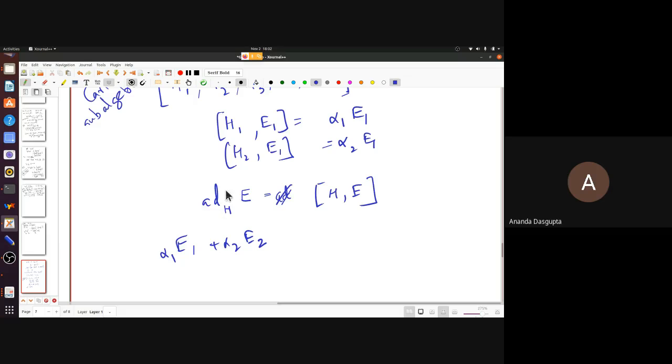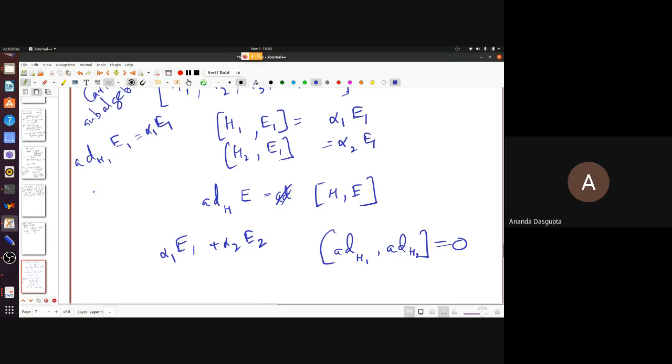And on that space, ad H is an operator which is acting on a vector E to give a new vector [H, E]. But in this space, the vectors are the operators themselves. And it just so happens, and this is trivial really, that you can show that ad H1 and ad H2 commute. So what you're really asking here is this: ad H1 acting on E1 is alpha 1 E1. Ad H2 acting on E1 is alpha 2 E1 and so on. So E1 is really a simultaneous eigenvector of commuting operators ad H1, ad H2, ad H3.